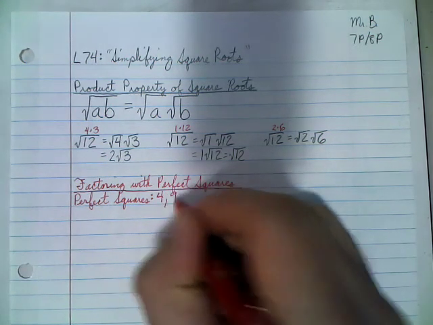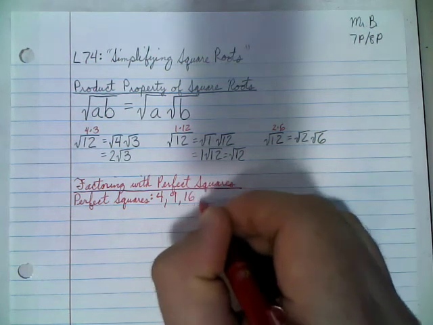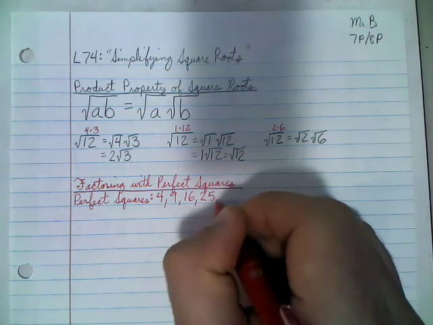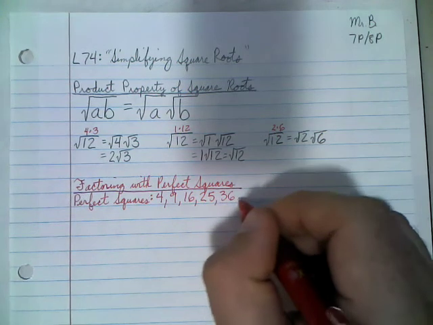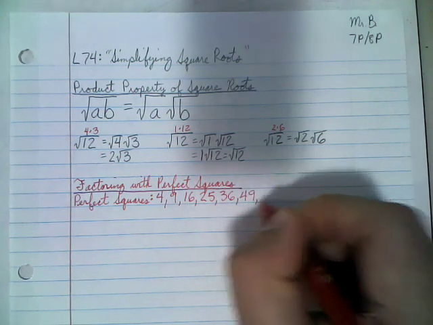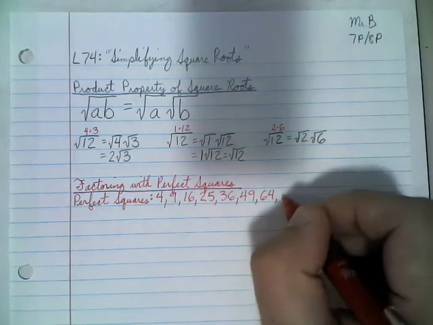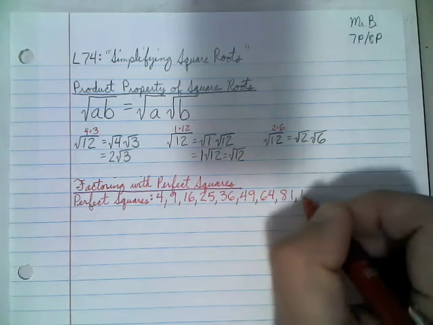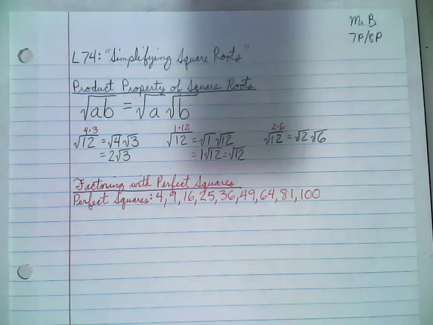3 squared is 9. 4 squared is 16. 5 squared is 25. 6 squared is 36. 7 squared is 49. 8 squared is 64. 9 squared is 81. 10 squared is 100. And we could keep going, but that's probably going to do us for our list here. So we've got to have these in mind if we're going to factor with perfect squares.